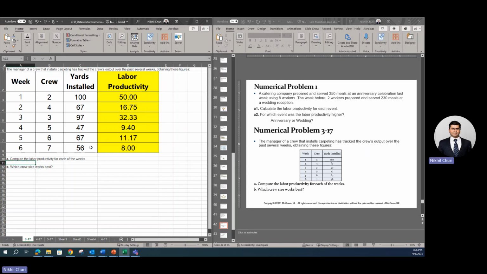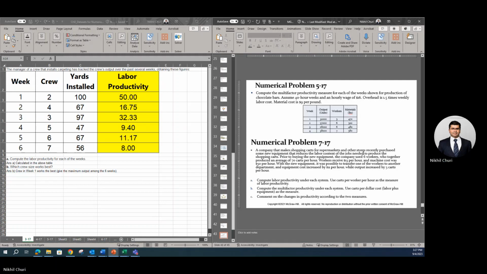So clearly, right here, answer A is calculated above in the table. And for B, my answer is, I'll just specify: crew in week 1 works the best. And even this can be subjective, so I'll clearly specify it gives the maximum output among the 6 weeks. Just trying to be specific over here. So this is my second problem solved.